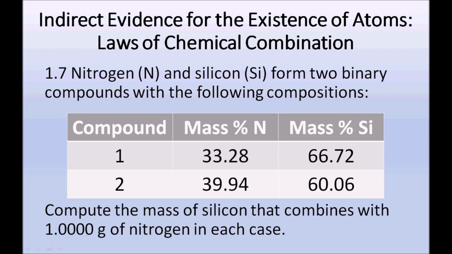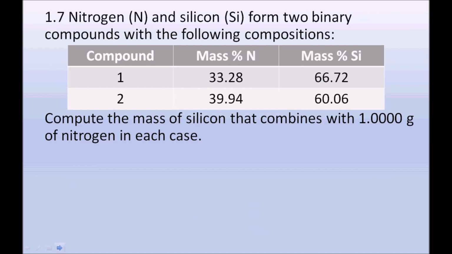Compound 1 has a mass percent of nitrogen of 33.28% and a mass percent of silicon of 66.72%. Compound 2 has a mass percent of nitrogen of 39.94% and a mass percent of silicon of 60.06%. The problem asks us to compute the mass of silicon that combines with 1 gram of nitrogen in each case. So we'll start with compound 1.